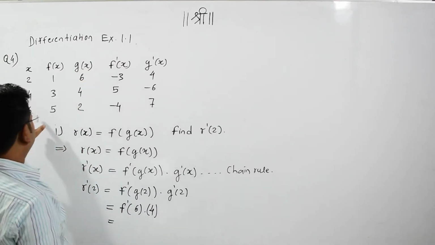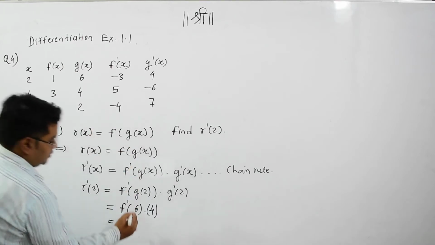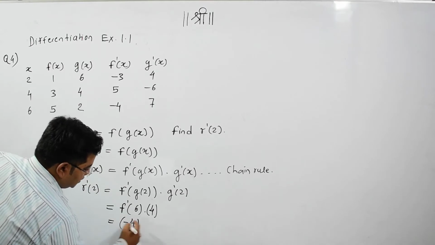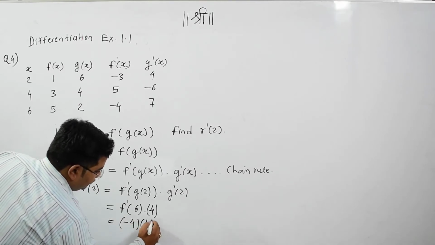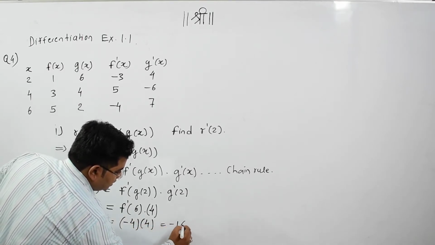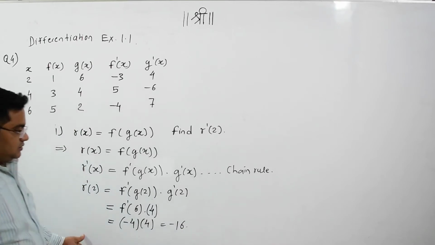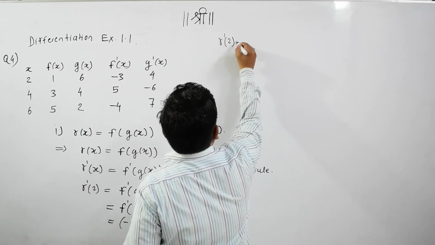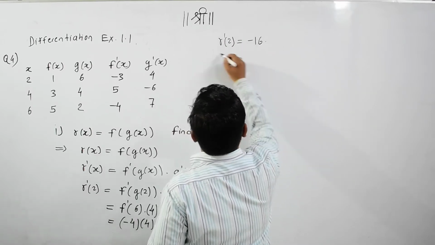Now next step, what is f dash of 6? So f dash of 6 means minus 4. Substitute the values. So substituting minus 4 into 4, you will get minus 16, and that is the required value. So r dash of 2 is equal to minus 16.